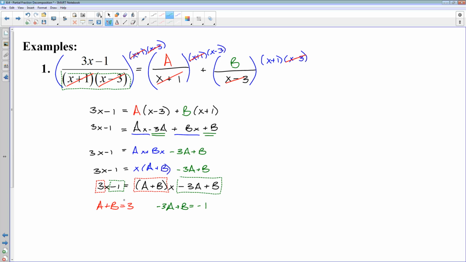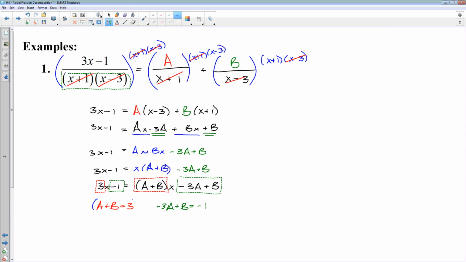And what I've done here is I've created a system of equations, and I can solve this system of equations for either a or b. Actually, I need to solve for both of them. And I like to use elimination. So I'm looking at my a's. They already have a different sign. One's negative and one's positive.